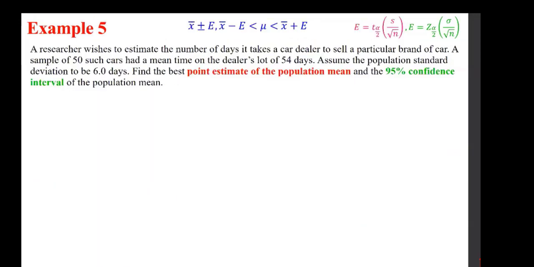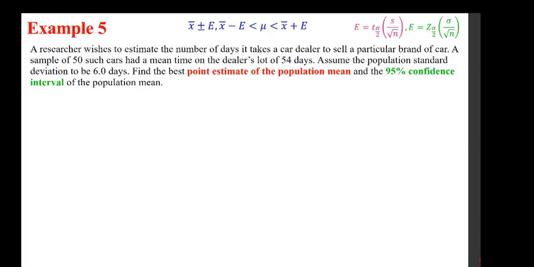A researcher wishes to estimate the number of days it takes a car dealer to sell a particular brand of car. A sample of 50 such cars had a mean time on the dealer's lot of 54 days. Assume the population standard deviation to be 6.0 days. Find the best point estimate of the population mean and the 95% confidence interval of the population mean.